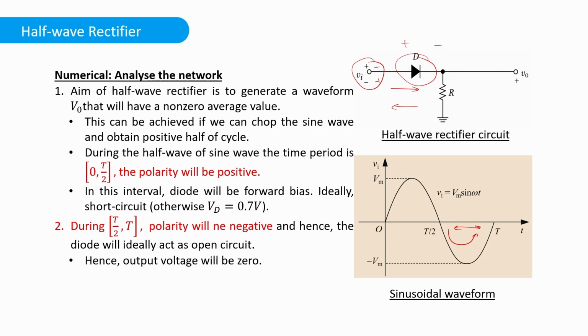And let's make this diagram once more. For the positive half cycle from 0 to T by 2, the input will appear at the output. We will have some output, assuming that the diode is a short circuit. But as soon as the negative part of the signal appears at this input, we will have no output voltage because the diode will act as an open circuit. So we will have no output between T by 2 and T.